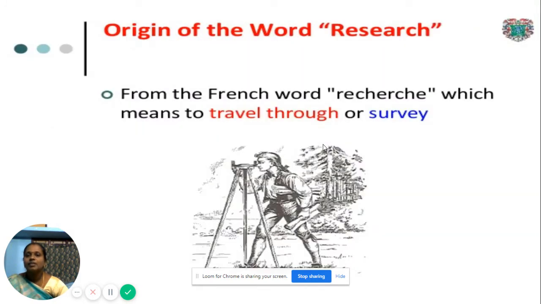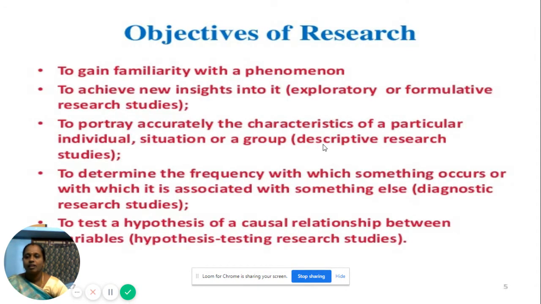The origin of the word research: it has been derived from the French word recherche, meaning to travel through or survey. You are doing some survey in that research part. Then what is the aim of research? What are the objectives of research? To gain familiarity with the phenomena. What do you mean by phenomena? That is a remarkable development. In Tamil, we say nigazhvu. To gain familiarity with the phenomena. That is the first point.